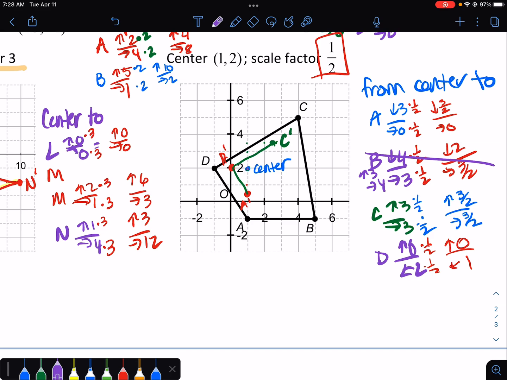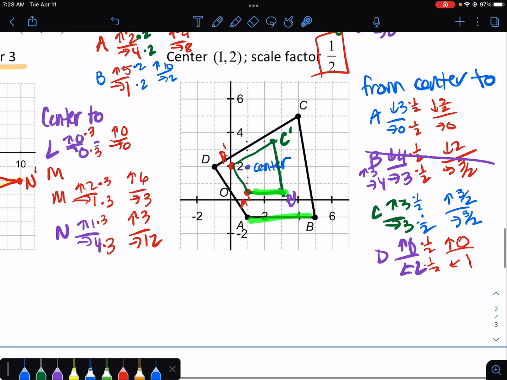So we're going to go down by 1 1/2. Right by 2. There we go. Now let's see if it looks fine. Yes, so now these look parallel and now these look parallel.